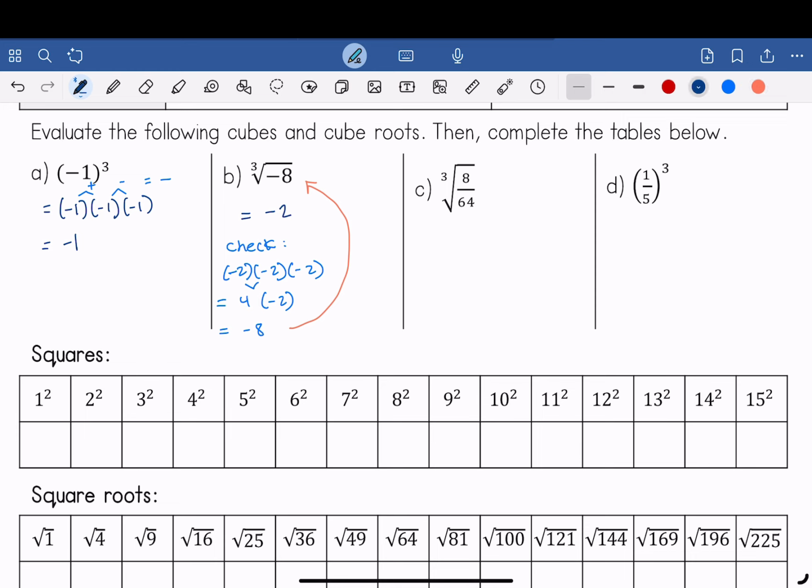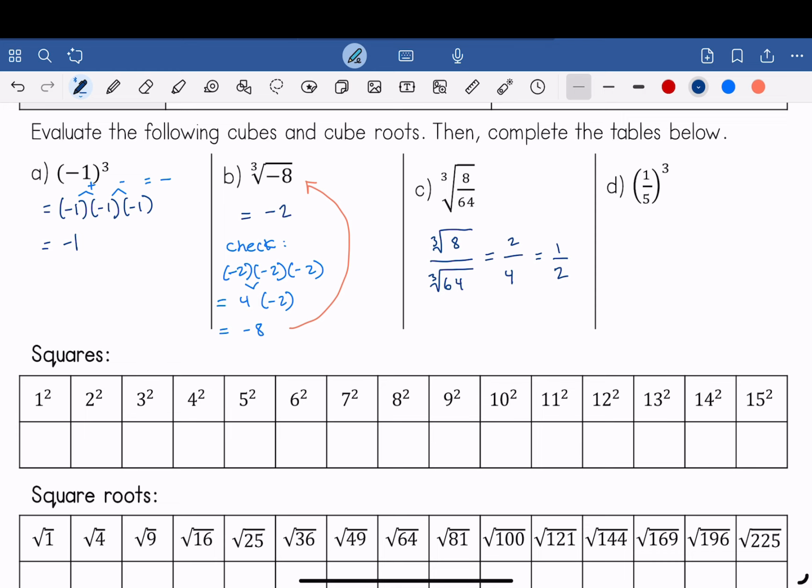We're looking at C. What is the cube root of 8 over 64? So what is the cube root of 8 over the cube root of 64, which is equal to 2 over 4. And then you can further simplify that to 1 over 2.